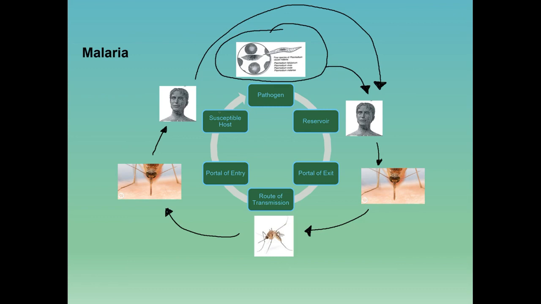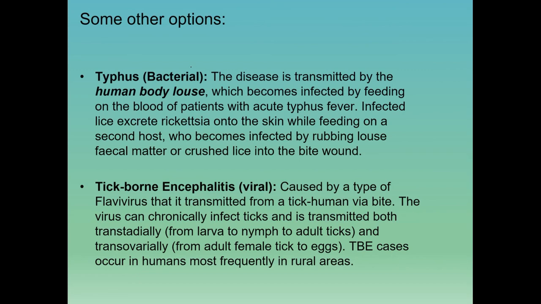Now I'm quite happy for you to do malaria, but I would also be very happy for you to look at some different ones of your choice, just to give you a flavour of how different vector-borne diseases are transmitted. For example, and I just picked out a couple here, typhus is a bacterial vector-borne disease. It's transmitted from people that have acute typhus fever, and these lice, so body lice, basically excrete this onto the skin, and whilst feeding on a second host, become infected when they crush the fecal matter into the bite wound.